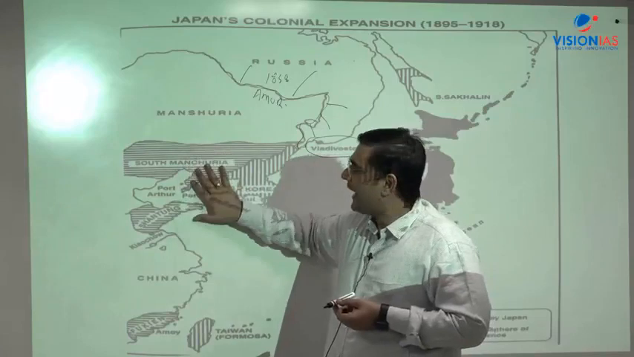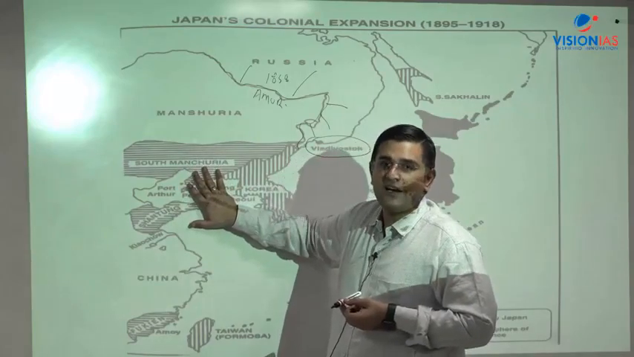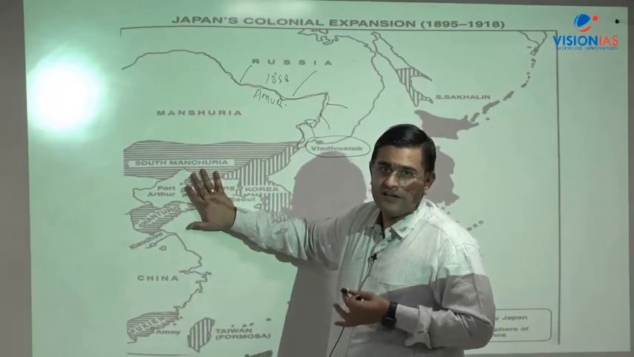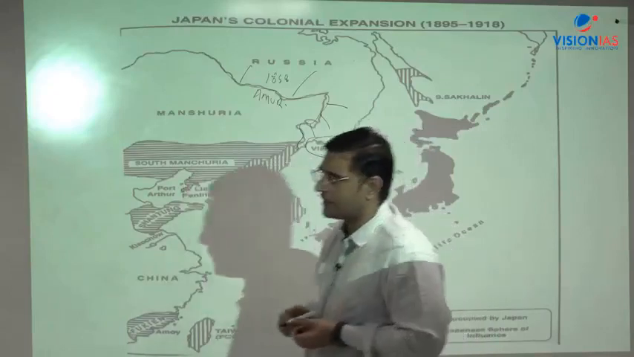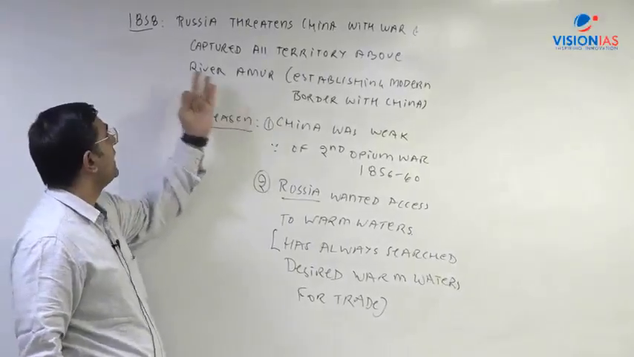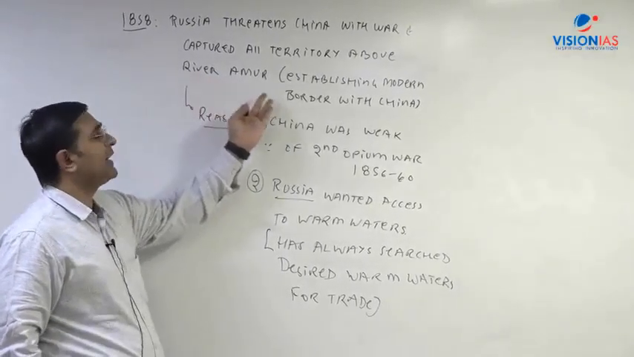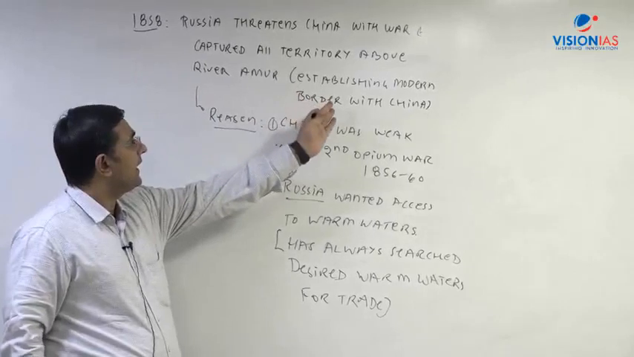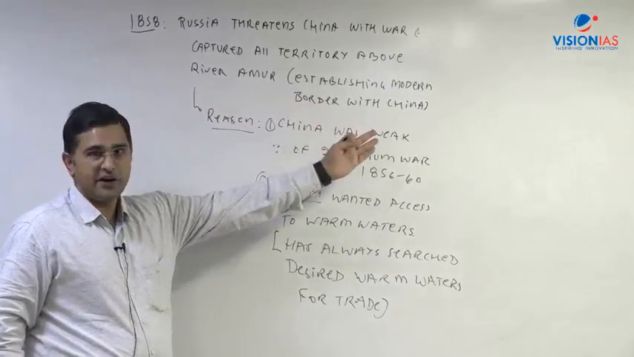Okay? At this point of time, what is the year? Year is 1858. Right? So we will remember it like this. So come here, what have we written here? 1858, Russia threatens China with war and captured all territory above river Amur, establishing modern border with China.